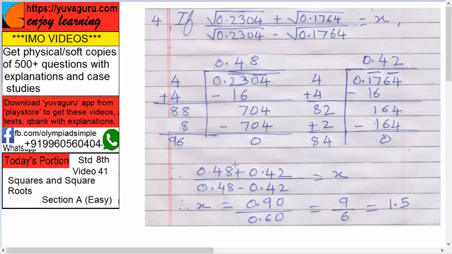So it's simple now. 0.48 plus 0.42 upon 0.48 minus 0.42 equals to x. So what is this? 9.9, and here it is 0.6. So remove the points. So it becomes 9 upon 6 equals to 1.5. Either 9 upon 6 or 1.5 or 3 by 2. Whatever the answer is given in the exam.